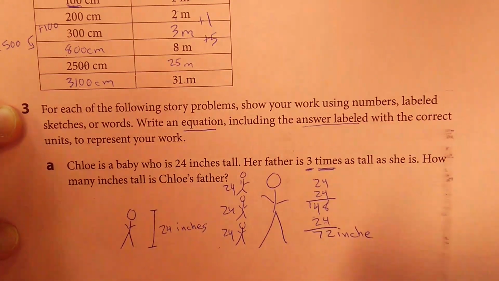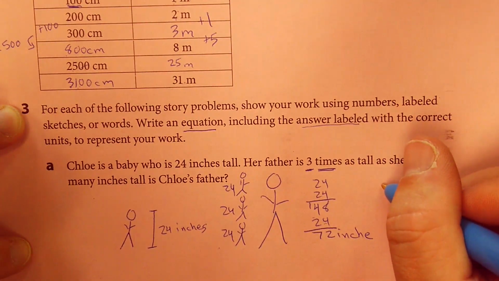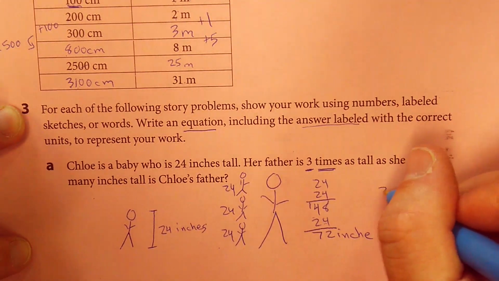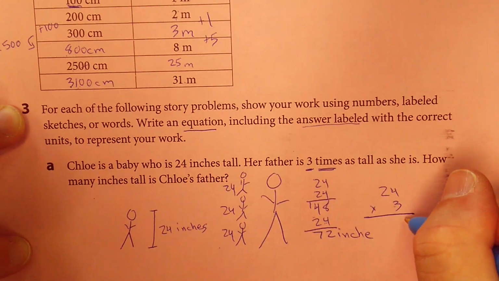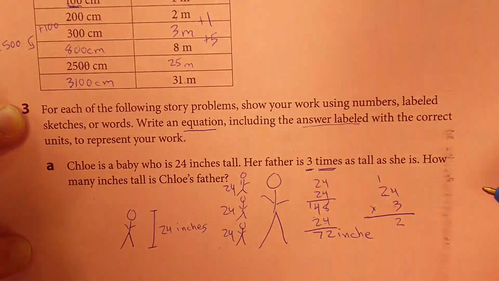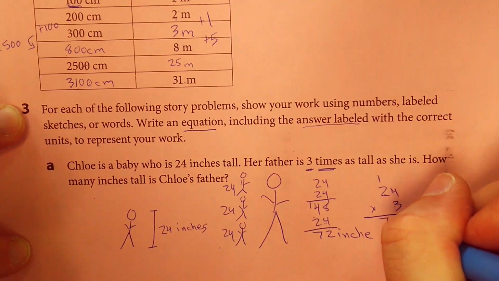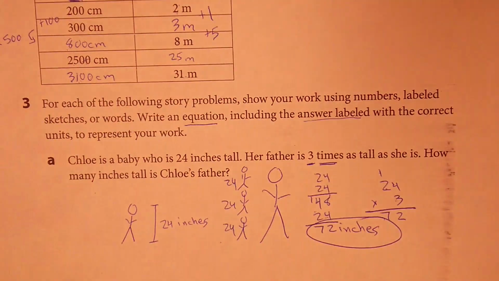That's the answer. If you wanted to do it using the stacked math algorithm, the multiplication algorithm, we could take 24 times 3. We're going to get the same answer. 4 times 3 is what? 12. Carry the 1. 3 times 2 is 6. Plus 1 is 7. You still get the same answer. Make sure you label it 72 inches, please.